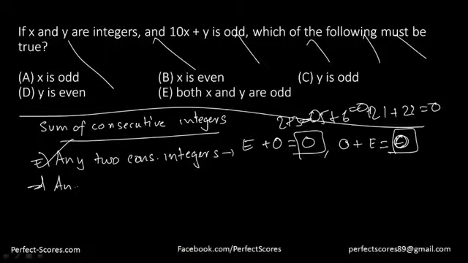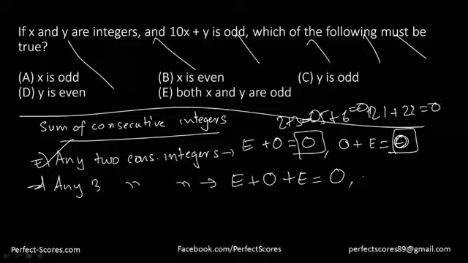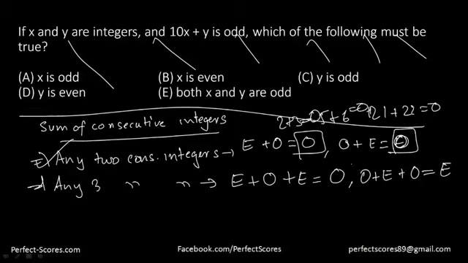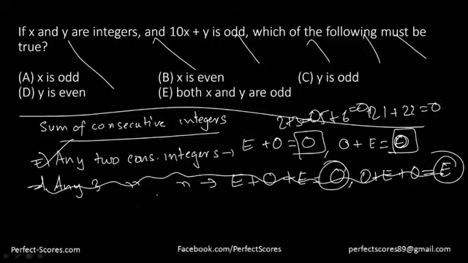Let's talk about any three consecutive integers. Well, if the first one is even, second one is odd, third one is even, then the sum is going to be odd. If the first one is odd, second one is even, third one is odd, that means the sum is going to be even. In this case, it's possible for me to have odd as well as even. That means this doesn't give me any type of conclusion.